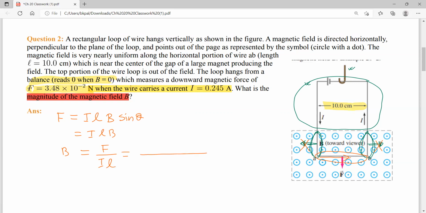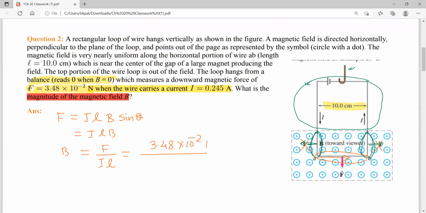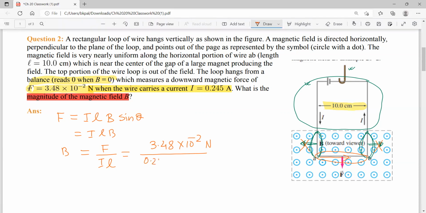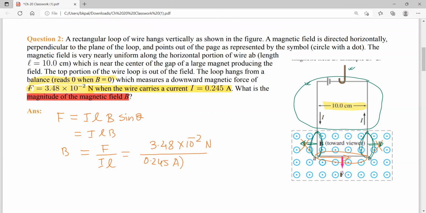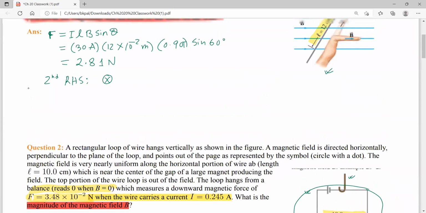And here F is 3.48 times 10 to the power minus 2 Newton, I is 0.245 amp, and L is 10 centimeter. And this tells us that the magnetic field will be 1.42 Tesla.